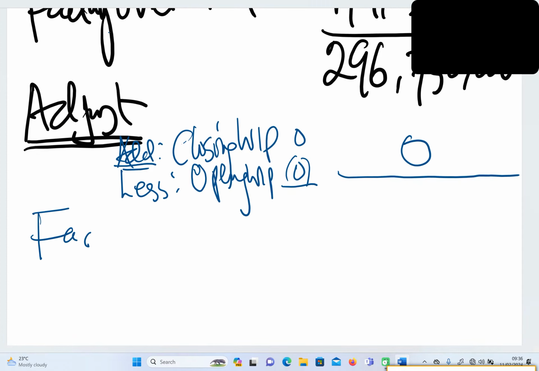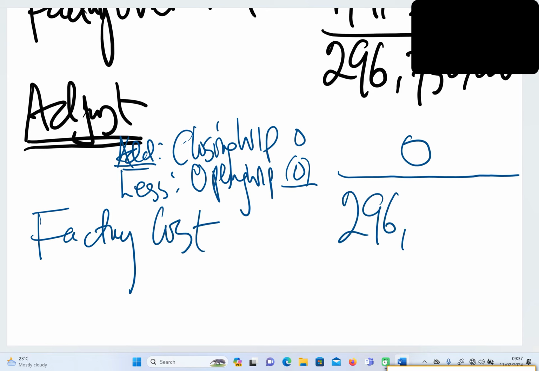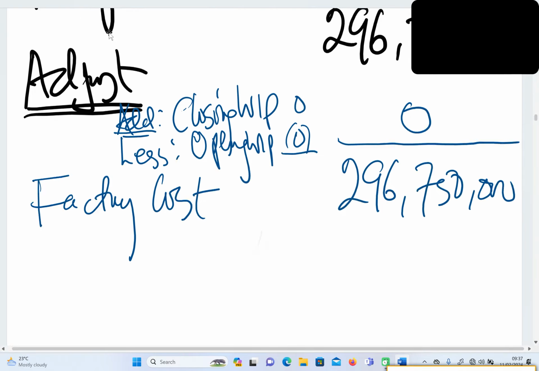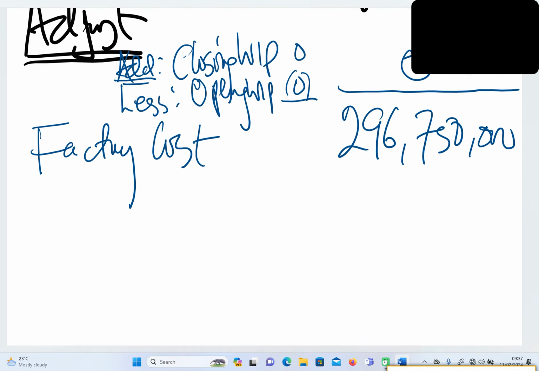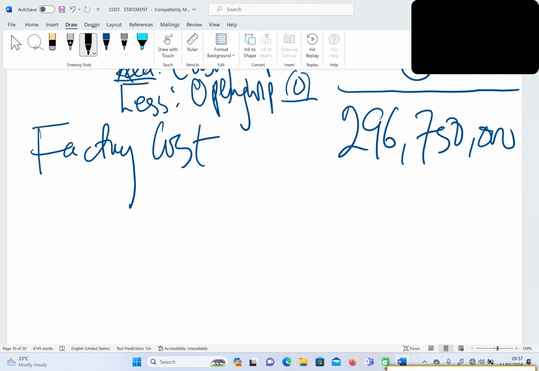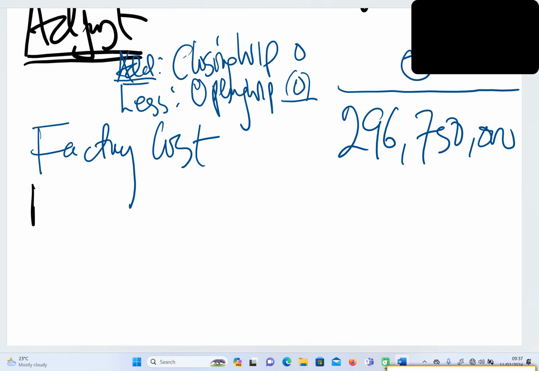itakuwa ngapi? Itakuwa yoyo 296,000, 700,000 na ngapi? 50. Kwa sababu kwa adjustment nothing there. Sasa you go for non factory overheads.